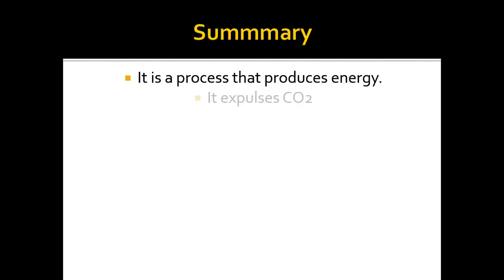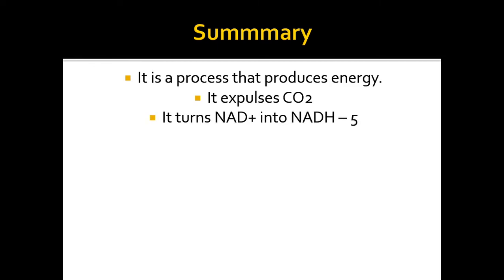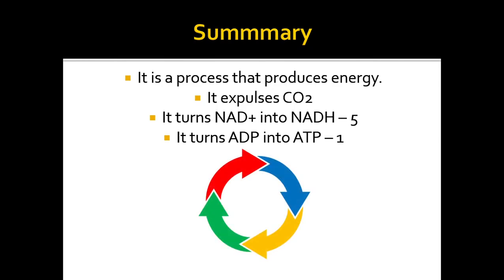So welcome back. Let's continue with our summary. So basically the Krebs cycle is a process that produces energy, just like we stated before. And it expels carbon dioxide. It turns NAD+ into NADH. Notice that a partially charged particle is the one on the left, and a fully charged particle is on the right, as well as in the other one, in which ADP is turned into ATP. Notice that in the Krebs cycle, 5 particles of NADH are produced, and 1 particle of ATP is produced.